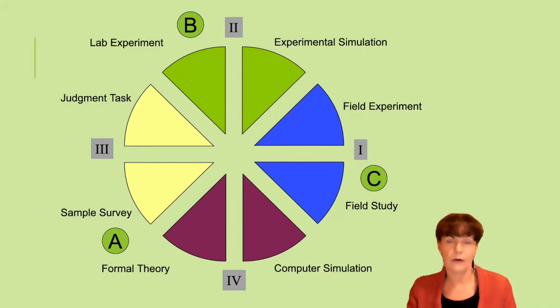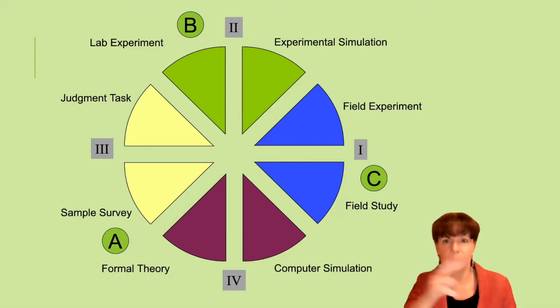Then the third quadrant is basically focusing on the actors, and that's why we call them respondent strategies. And there are, again, two specific strategies, which we call judgment tasks and sample survey. And then finally, quadrant 4, which is the purplish reddish category, we call conceptual theoretical strategies, because they don't include empirical research. So there are two strategies here: formal theory and computer simulation.